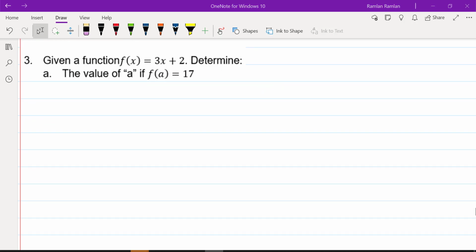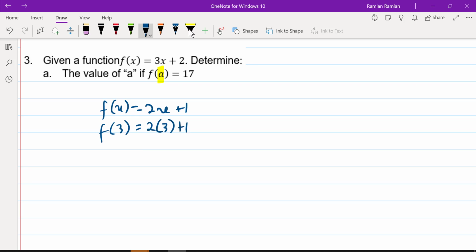Question number 3. Given a function f of x is equal to 3x plus 2, determine the value of a if f of a equals 17. So what we're looking for here is the value of a. Remember when we did the previous question, for example, if I have f of x equals 2x plus 1, and I say f of 3, you only need to substitute the x by 3. Can you see what happened? I'm just changing this into 3. So the same concept applies here.